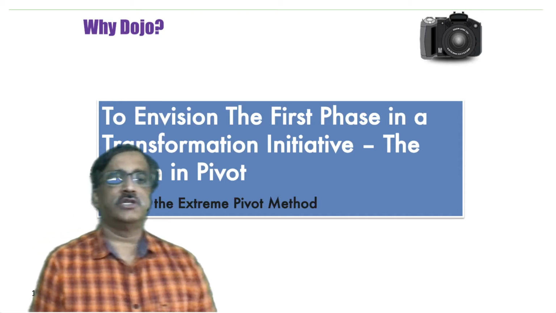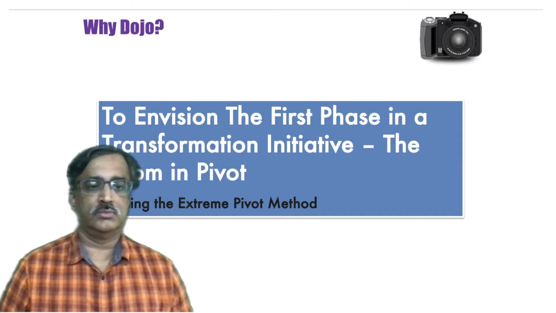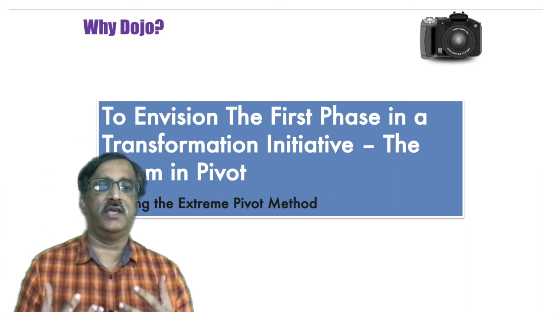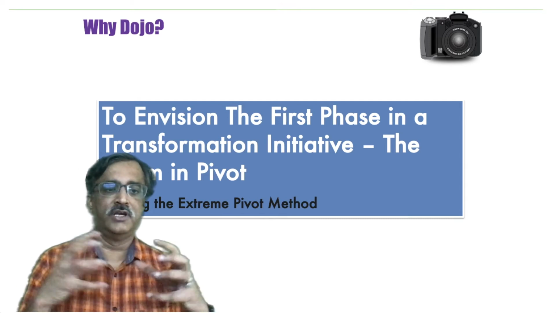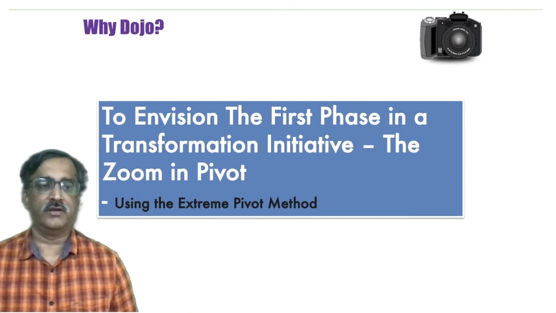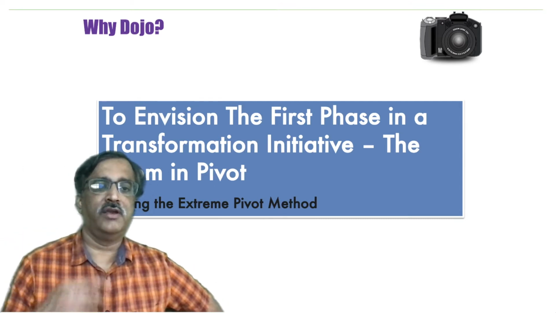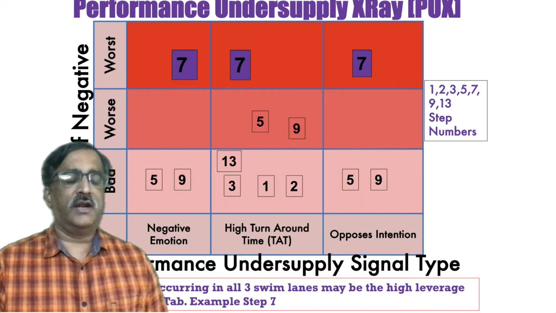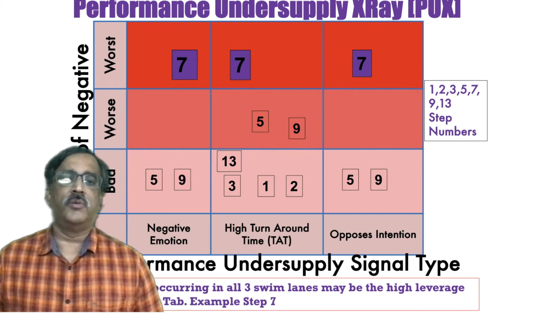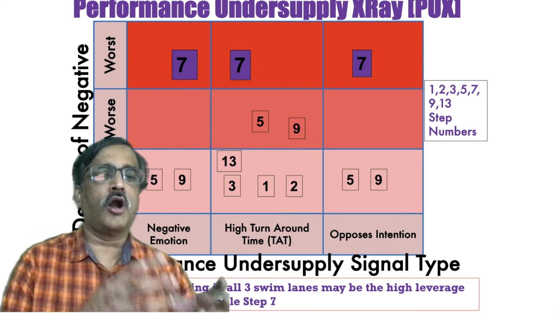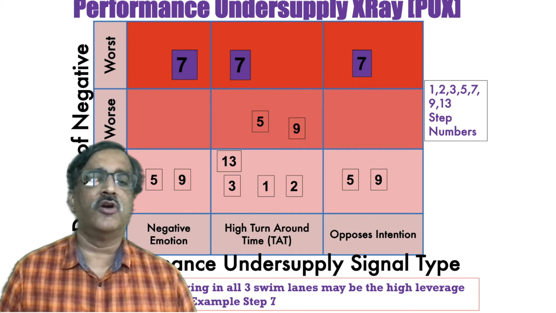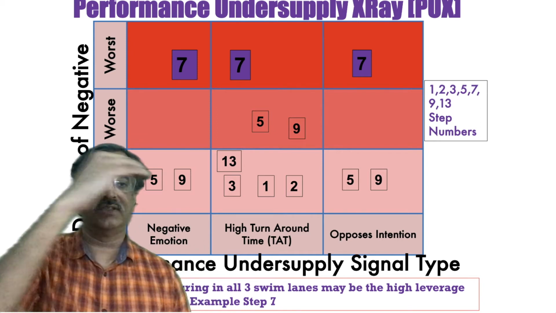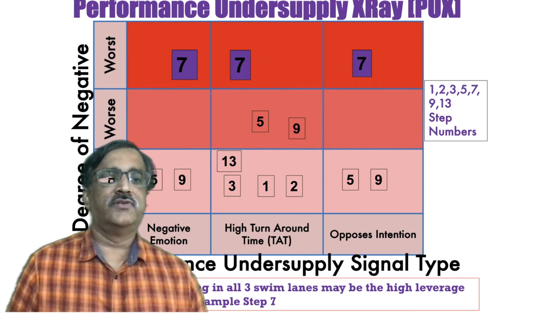Now the first question is, why should we do a dojo? The intention behind that is to envision the first phase in a transformation initiative, which we call the zoom in pivot, in the extreme pivot method that we followed, and you have already watched the video before you got here. We use this tool, which we call the performance under supply X-ray, where we plot each step from the customer journey onto these swim lanes, and whichever step appears in all 3 swim lanes in the worst category is the trim tab.